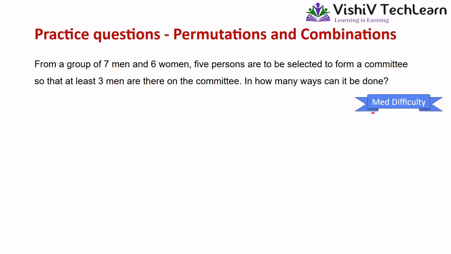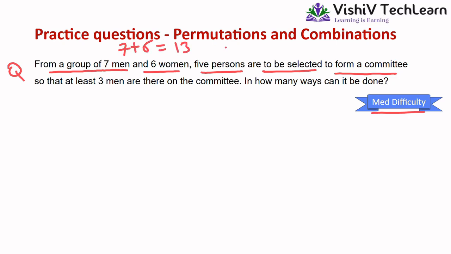Now this next question is of medium difficulty level, and the question is, from a group of 7 men and 6 women, 5 persons are to be selected to form a committee. So 7 plus 6 is how much? It is 13. So out of 13 we have to select 5 persons, and the condition is that out of 5 at least there have to be 3 men. In how many ways can we do this?